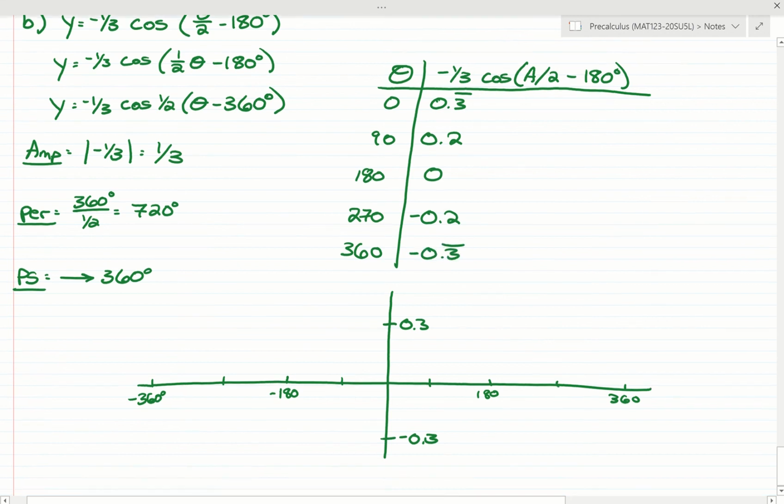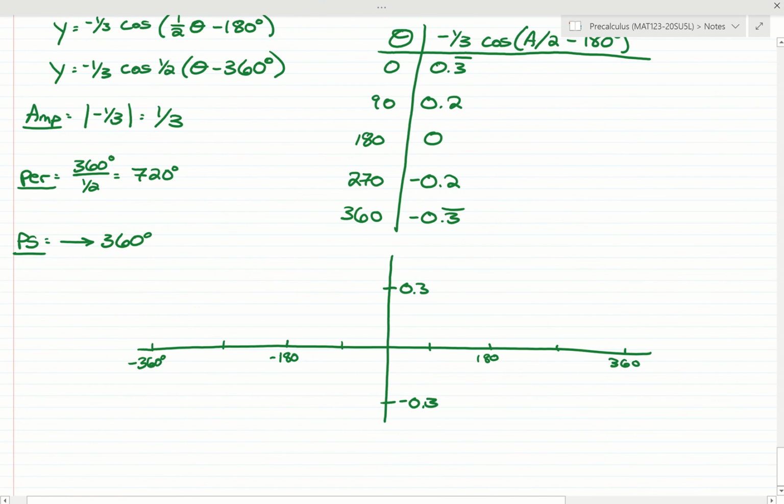All right. We could always plug in smaller values. You could use 45s if you want. But at 0, it hits our amplitude. 90, it's a little lower. 180, it's 0. Then -0.2. Looks like the graph's kind of going like this. It's climbing. It's our top point. And then I would imagine it would do the same thing coming back down. Because cosine is a wave, that's what I would expect.